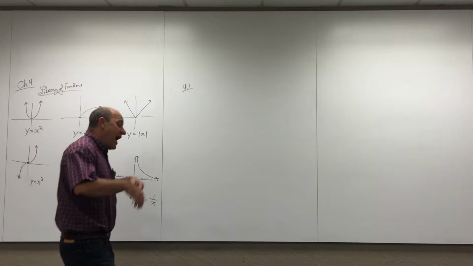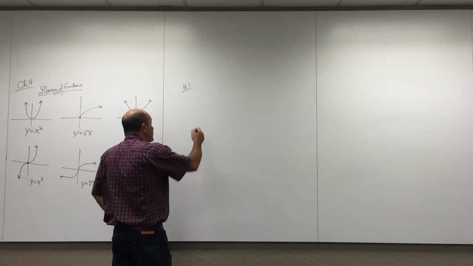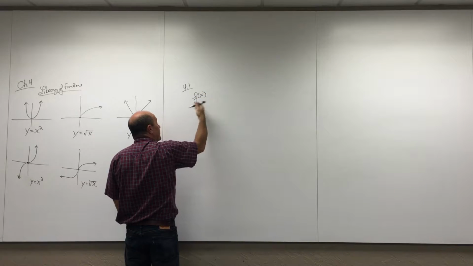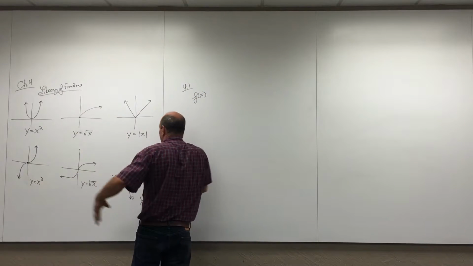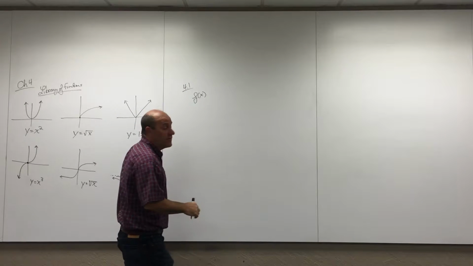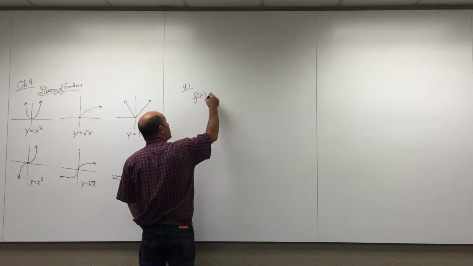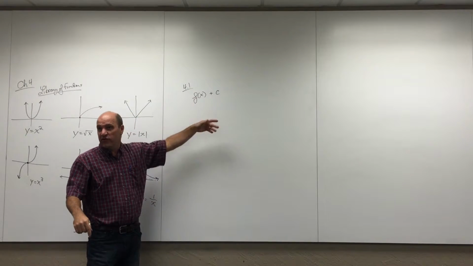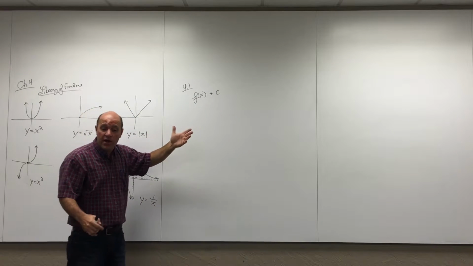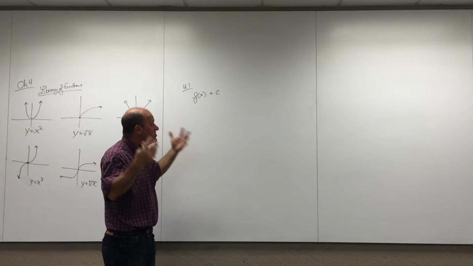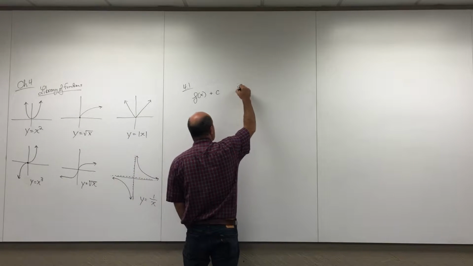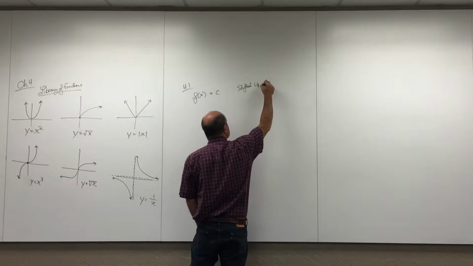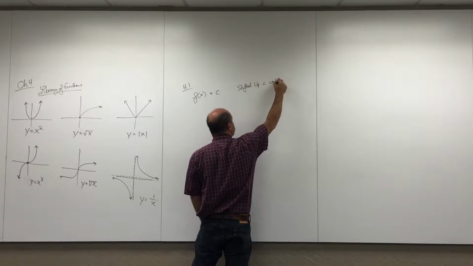That's symmetry. I want to shift these functions. Now here's the truth. This is true about all functions, all 6 of these plus any other function in the world. If you take any function and add some number to the end of it or in front of it, wherever you add a number, then you have just shifted the graph up c units.